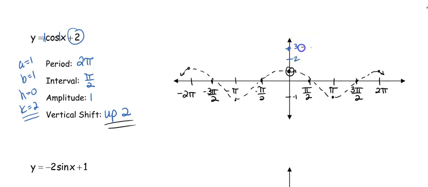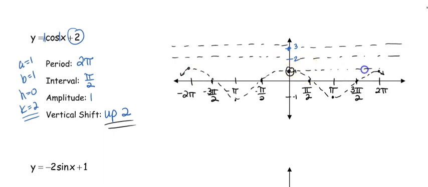Now my levels. Cosine, when it's positive, is going to start up at the top of that wave. The middle, because my amplitude is 1, is going to be 1 level below at 2. And then the bottom level is going to be 1 below that at 1. Again, because the amplitude is 1, there's going to be a distance of 1 between each of your levels.